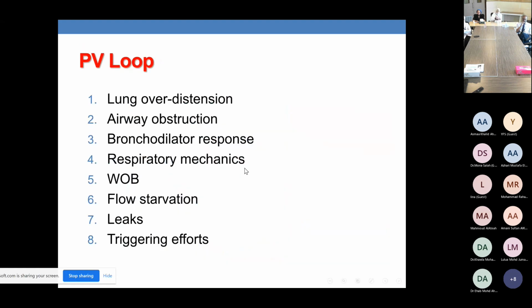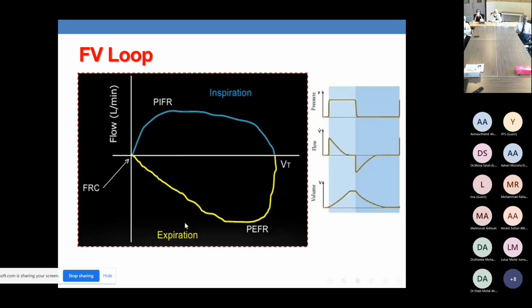The importance of the pressure volume loop is that it helps to understand if there's overdistension, airway obstruction, the response to bronchodilator, respiratory mechanics, work of breathing, flow starvation, leaks, and triggering efforts. So we'll come to those benefits.